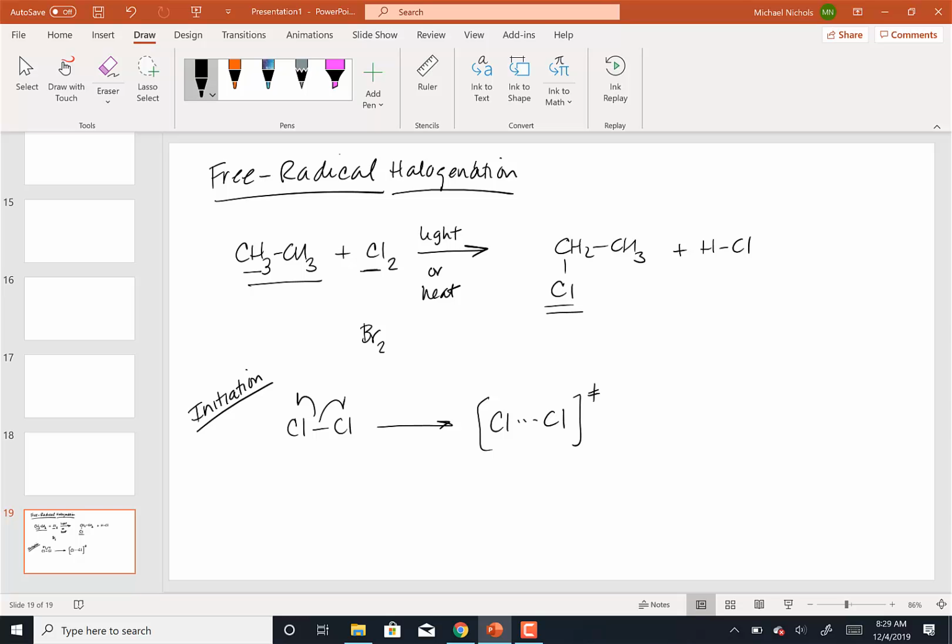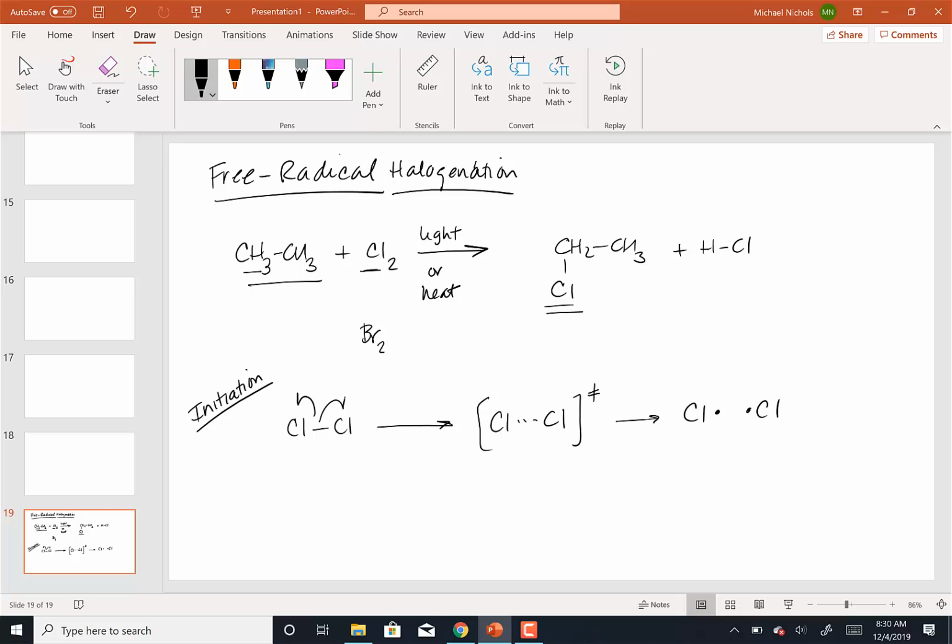There are no charges in any of this. And so the final is going to be, I'm going to end up with two chlorine atoms. Again, you can call them chlorine radicals, but they're really chlorine atoms. Anything with an unpaired electron is a radical. It's going to be unstable. In this mechanism, I just formed radicals.